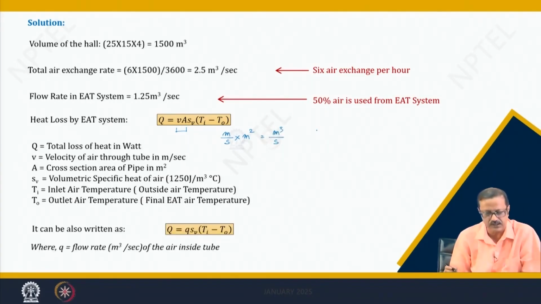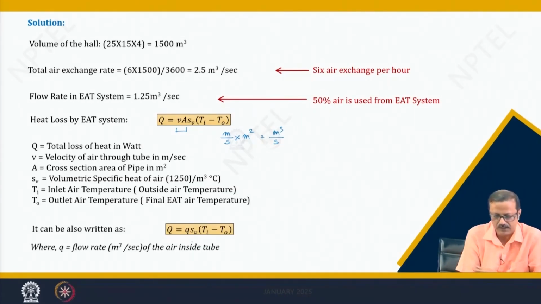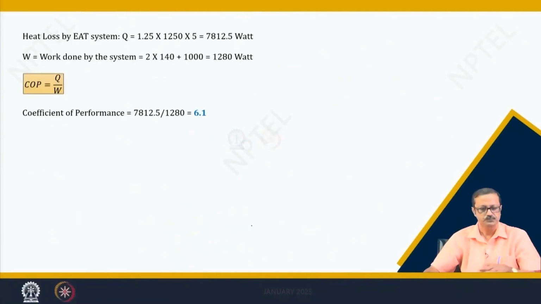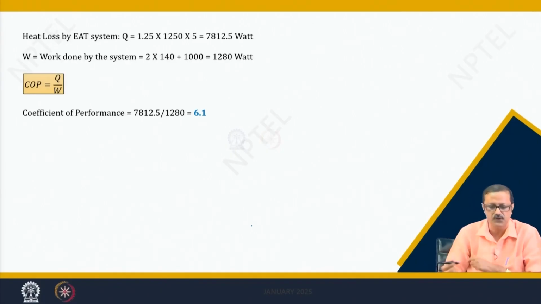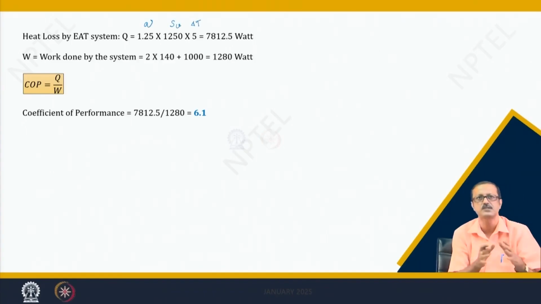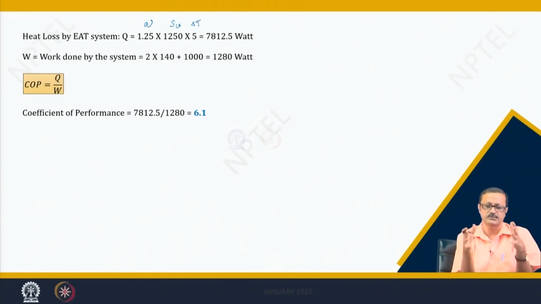I have mentioned in the last part that this Q is the flow rate in meter cube per second, SV is the specific heat, and Ti minus To is the temperature difference. So heat loss is calculated. This is the flow rate Q, this is the SV, and this is the temperature delta T. Because of this particular process, a 5 degree temperature loss is found.